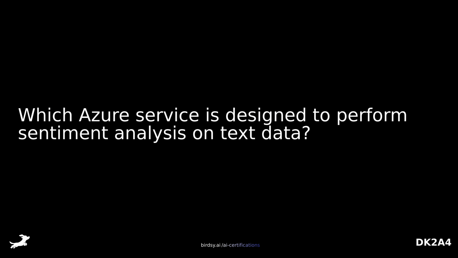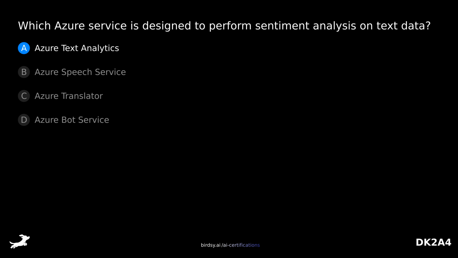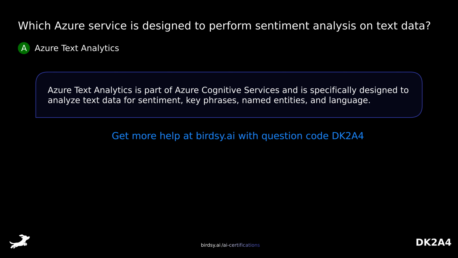Which Azure service is designed to perform sentiment analysis on text data? Is it A, Azure Text Analytics, B, Azure Speech Service, C, Azure Translator, or D, Azure Bot Service? The answer is A, Azure Text Analytics. Azure Text Analytics is part of Azure Cognitive Services and is specifically designed to analyze text data for sentiment, key phrases, named entities, and language.